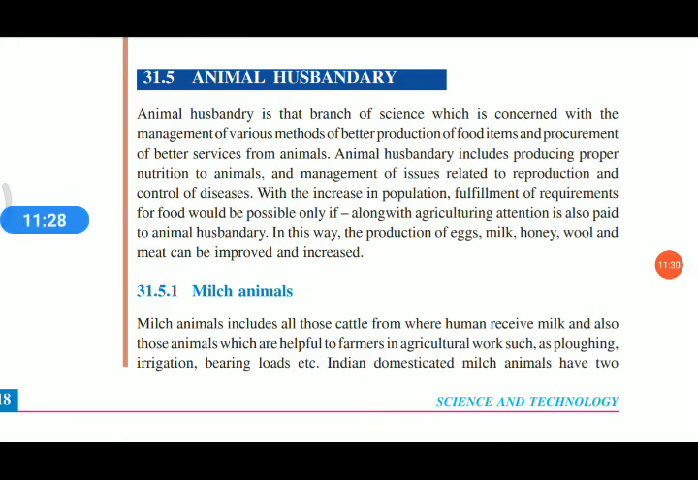Next one is animal husbandry. Animal husbandry is that branch of science which is concerned with the management of various methods of better production of food items and procurement of better services from animals. Animal husbandry includes providing proper nutrition to animals, management of issues related to reproduction, and control of diseases.